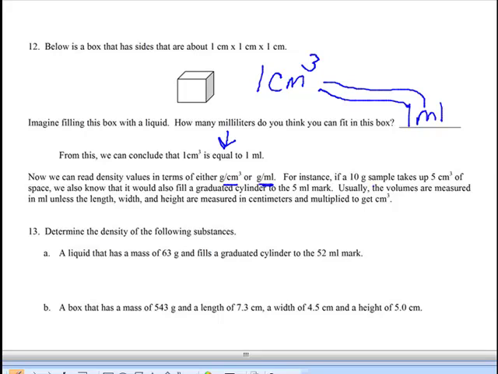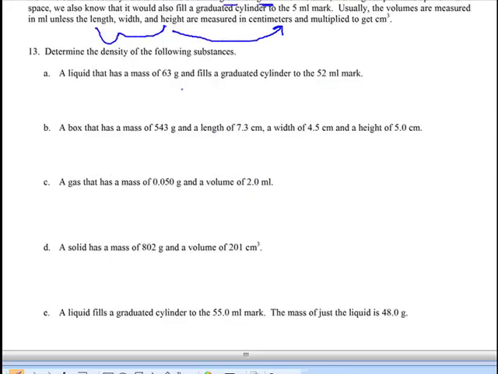They're interchangeable. For instance, if a 10 gram sample takes up 5 cubic centimeters of space, we also know that it would fill up a graduated cylinder to the 5 milliliter mark if it's something that we could pour in there. Usually volumes are measured in milliliters unless the length and the width and the height are measured. If we measure length and width and height, then we just cube them and we end up with usually centimeters cubed. Okay? The next section is going to deal with actual density problems, most of which you should be able to do without a problem. A couple are going to be a little more complicated because we're not just solving for density.